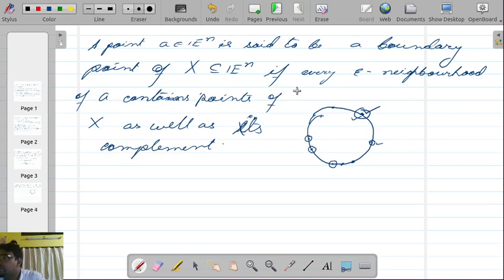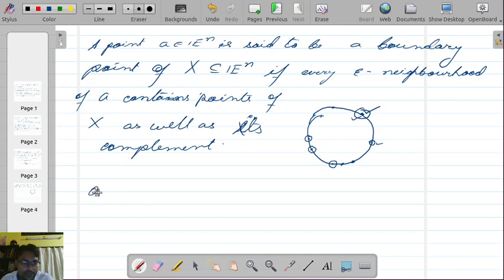That is, every epsilon neighborhood about A contains points of the set and also points not in the set. So according to the definition, it is clear that a boundary point may or may not belong to the set, but an interior point must belong to the set. A set is said to be closed if it contains all the boundary points of the set. And a set is said to be open if it contains only interior points of the set.